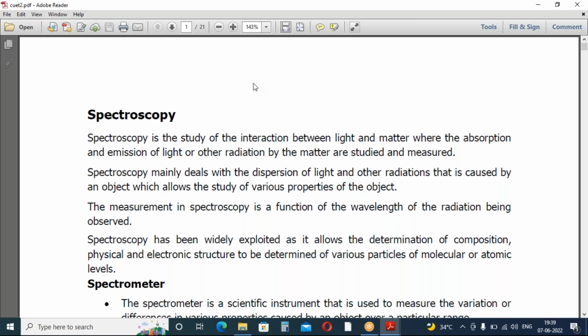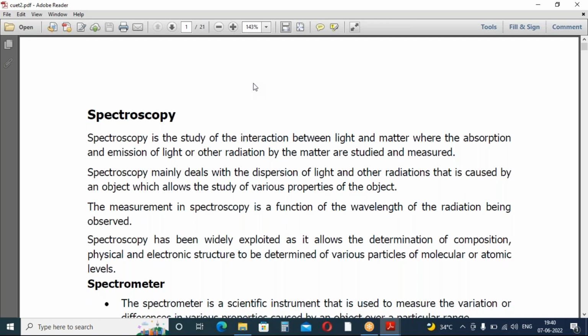mainly based on the interaction between light and matter. Here the basic terms used for light are the absorption and emission of light, or the incident and transmission of light. This is mainly based on the absorption and emission of light, or else we can call it incident light and transmitted light. Based on that, we can observe what types of components or molecules are present in the mixture.